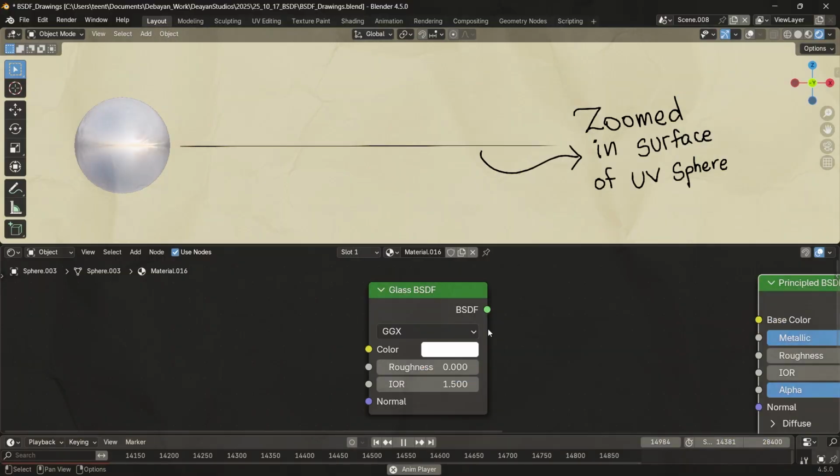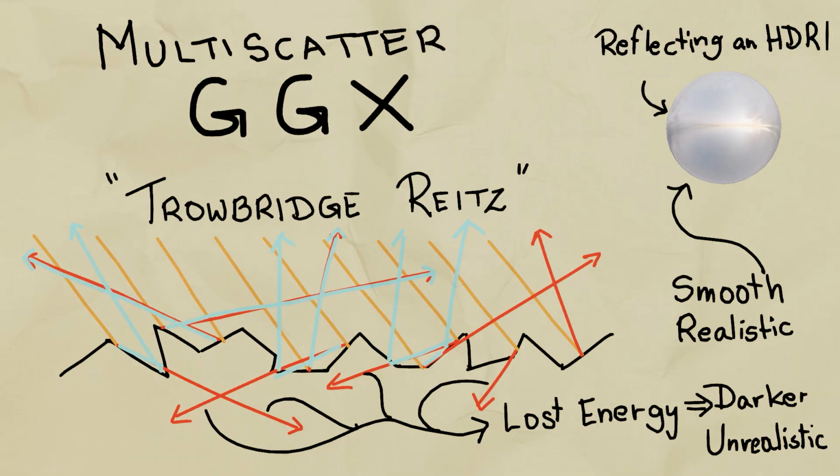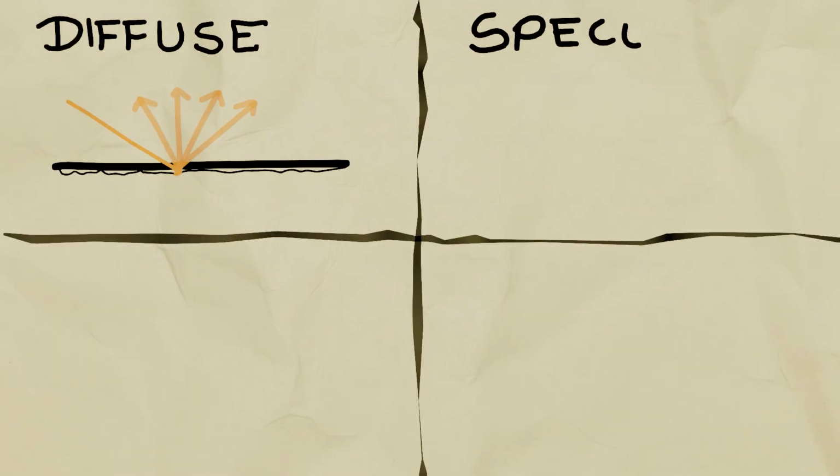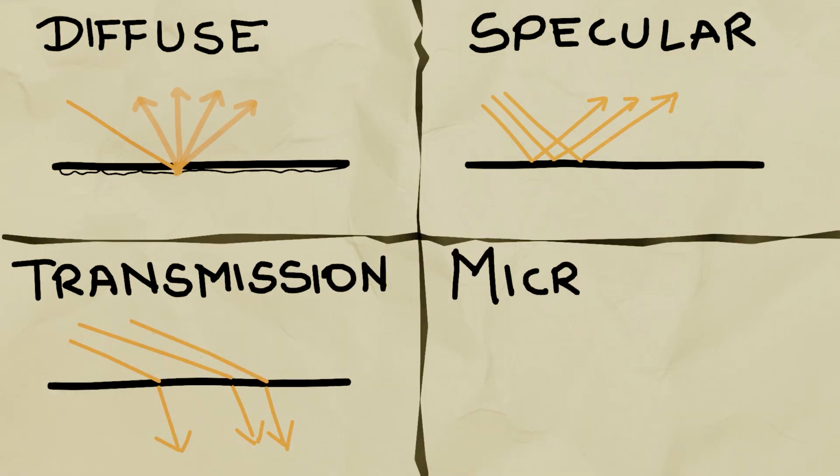That's why newer algorithms like Multiscatter GGX exist. They simulate multiple internal reflections between microfacets, which preserves energy and gives a more accurate result. This ensures physically accurate lighting even on rough surfaces. So we've covered diffuse scattering, specular reflections, transmission, and microfacet roughness.